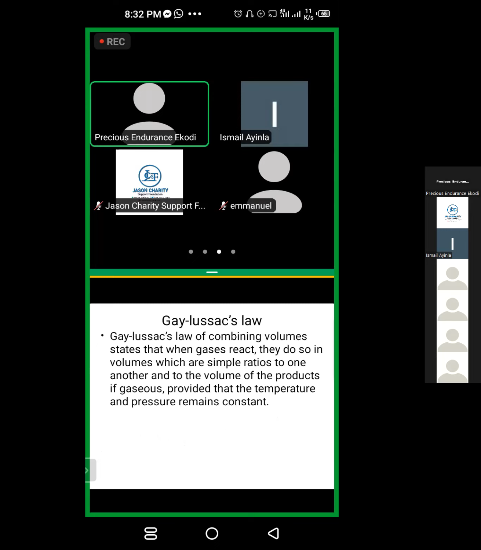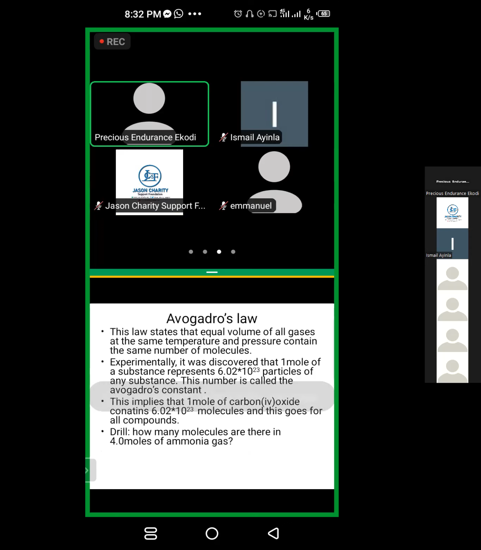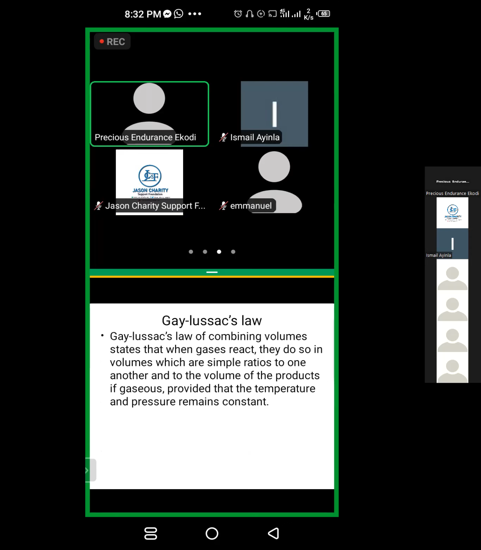So, Gay-Lussac's law. Gay-Lussac's law of combining volumes states that when gases react, they do so in volumes which are in simple ratios to one another and to the volume of the products, if gaseous, provided that the temperature and pressure remain constant. The point here is when gases combine together, they do it in simple ratios.